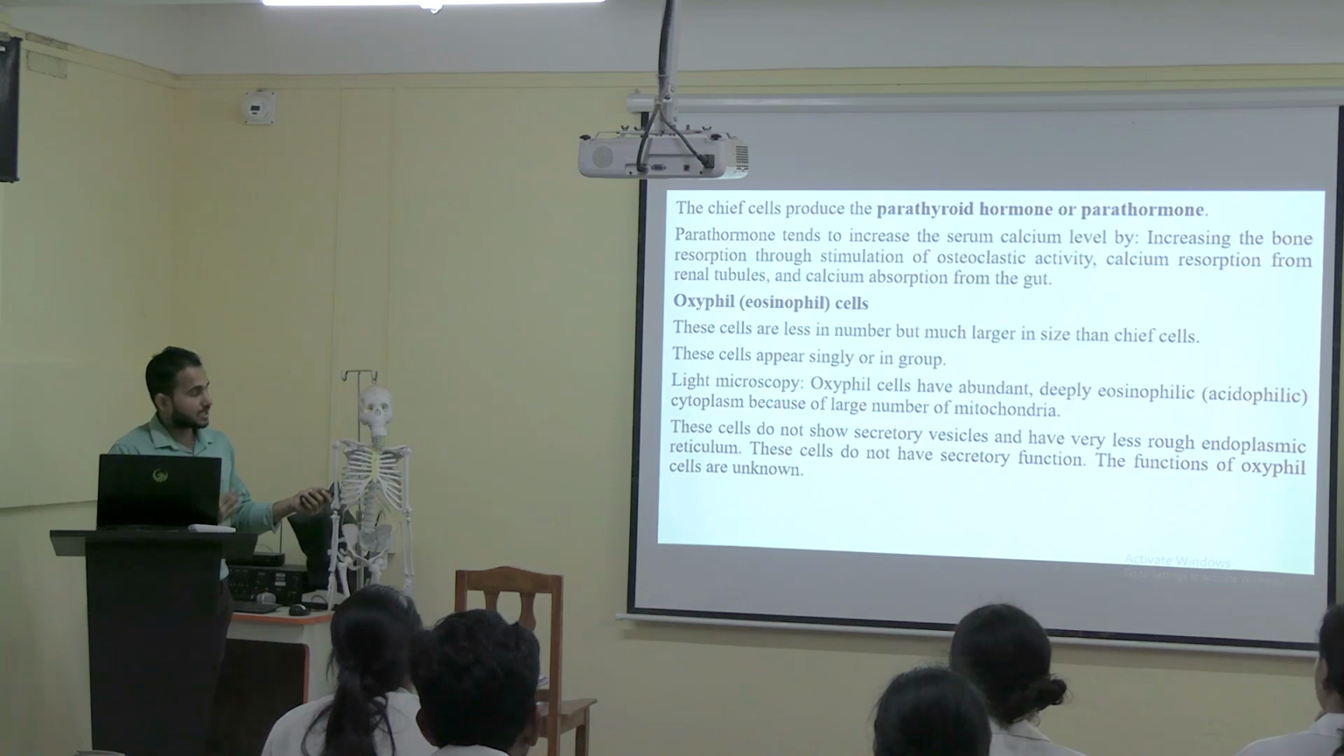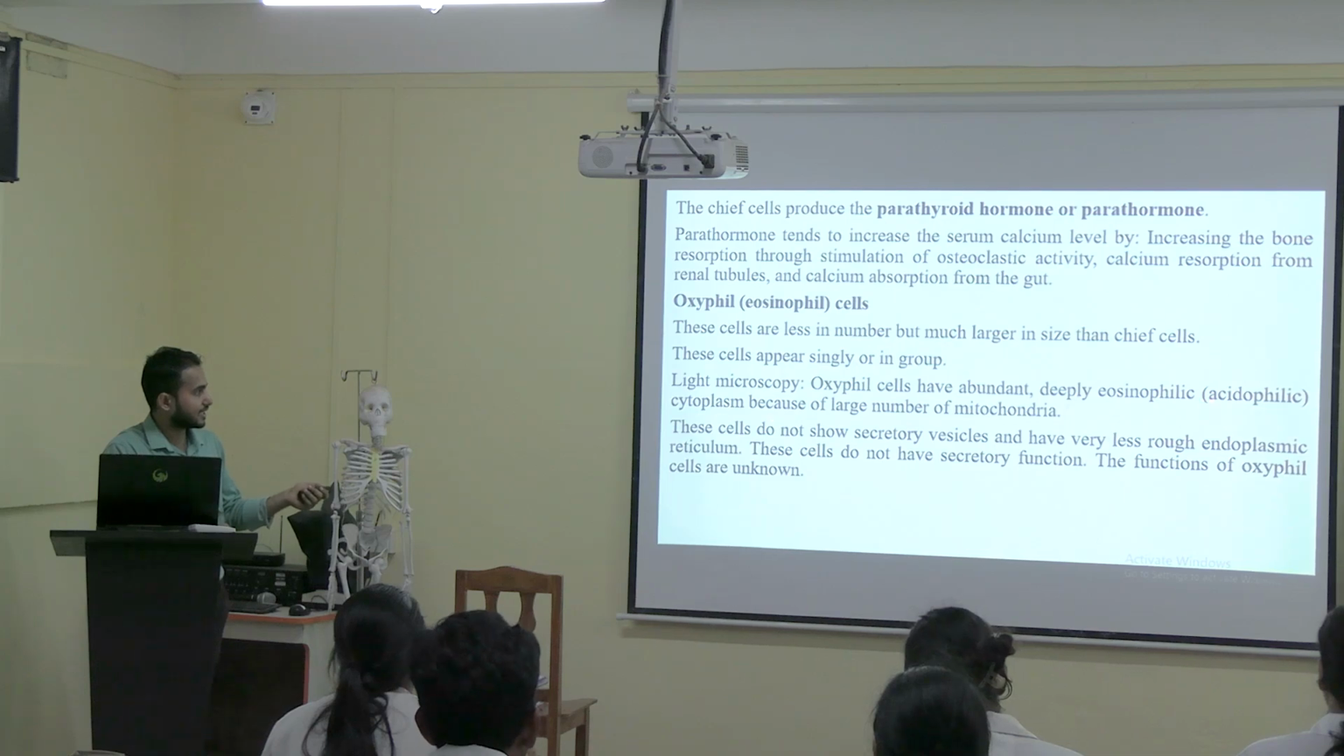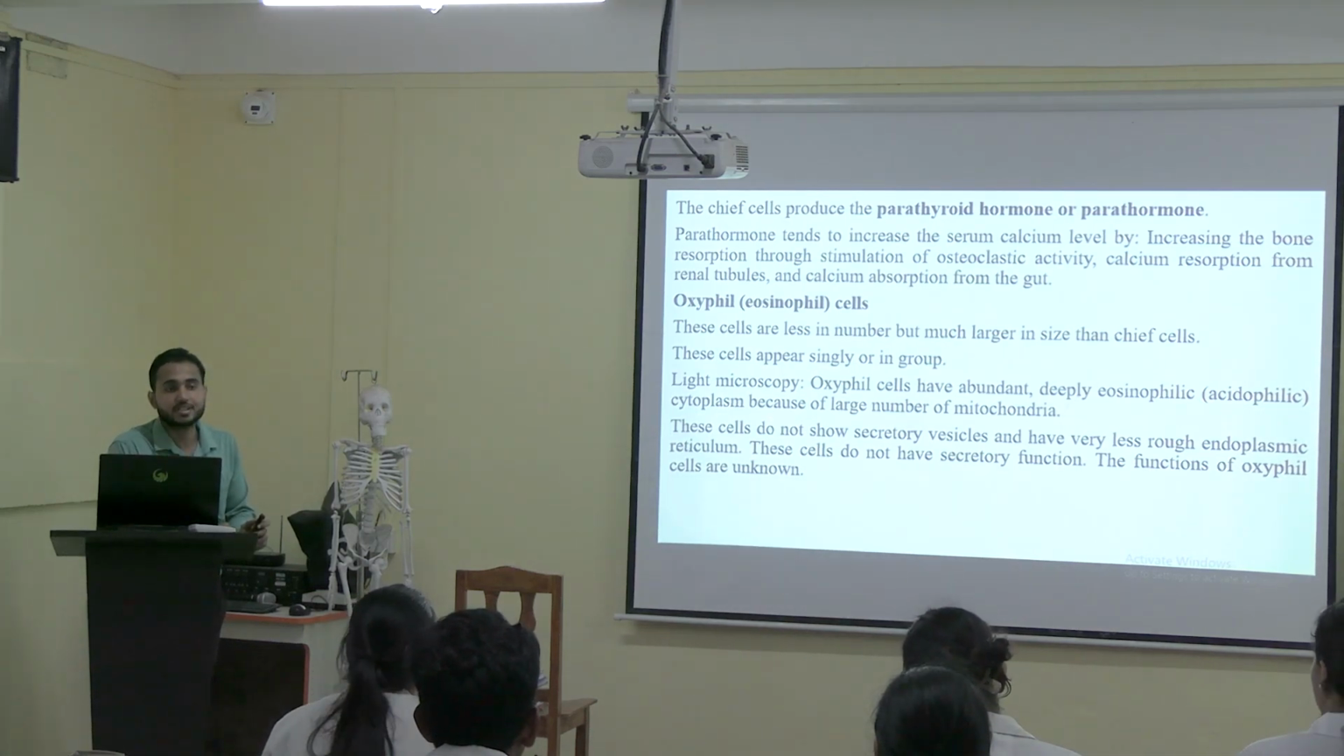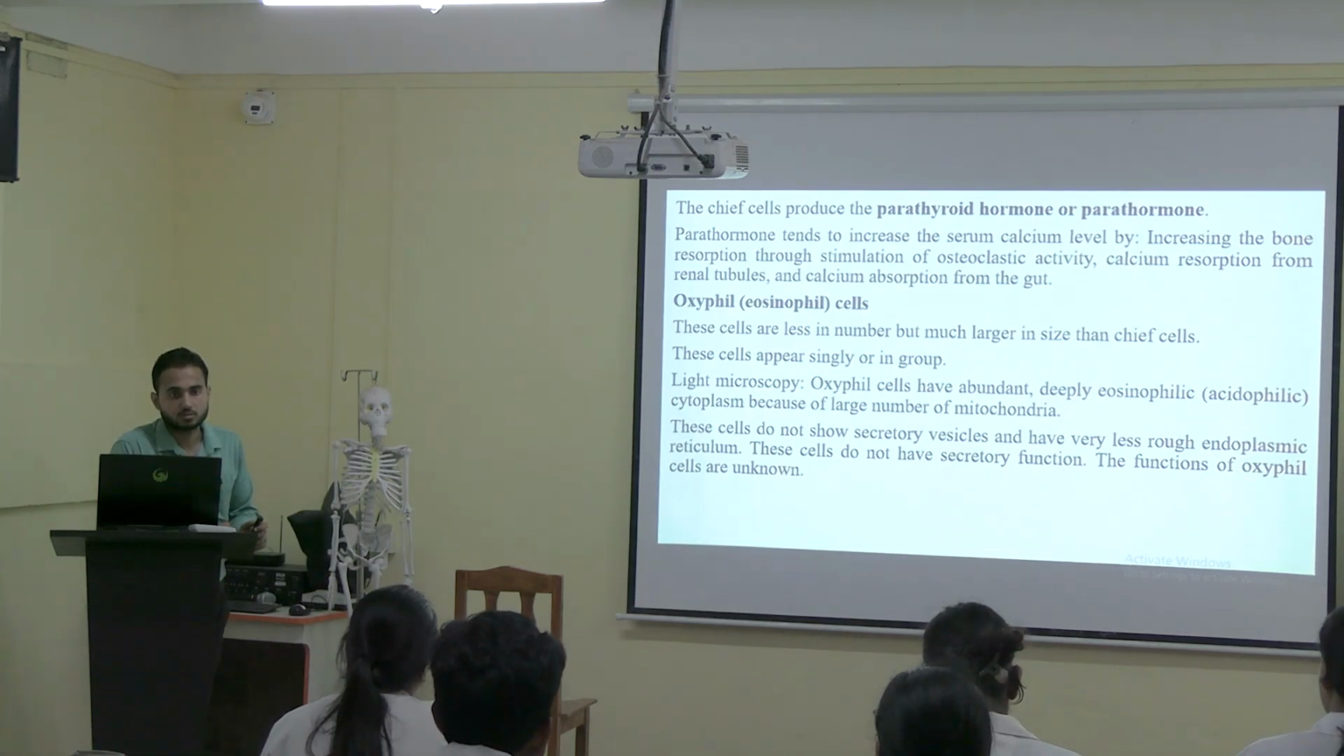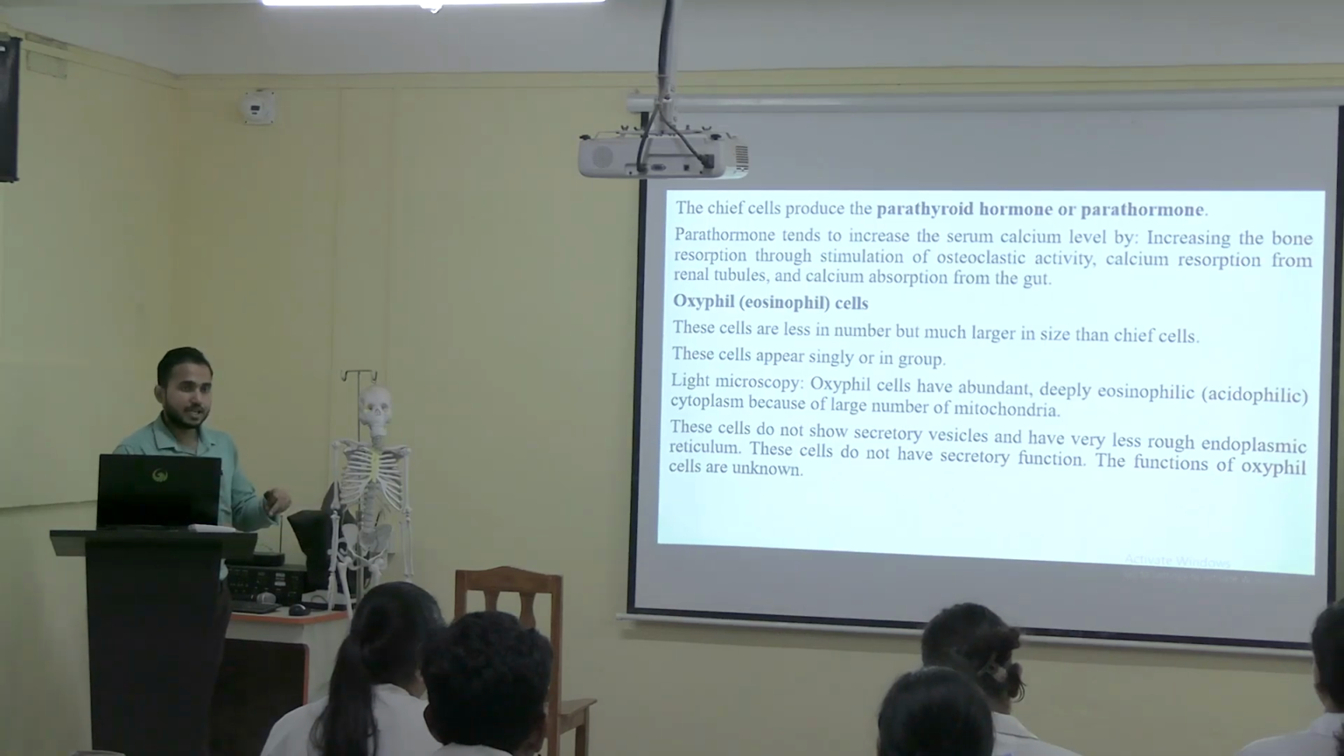Now lightly stained, what is the meaning of this? Oxyphil cells have abundant deeply eosinophilic, or you can say acidophilic, cytoplasm because of a large number of mitochondria. Eosinophilic cytoplasm, meaning what will be its appearance? Pink appearance. That's why I have told you a pale appearance will be there.